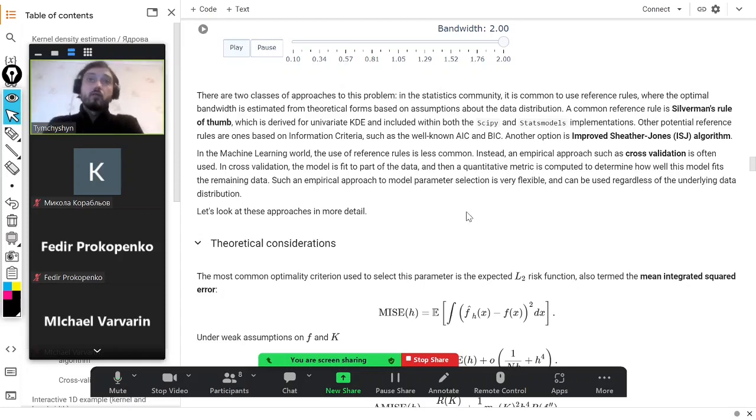In the machine learning world, the use of reference rules is less common. Instead, an empirical approach of cross-validation is often used. But you might remember that cross-validation takes a long time. So, in some cases, you may not want to do that because you don't have enough time to perform all that cross-validation. But if you do, of course, you can. Probably any parameters can be chosen by cross-validation. It just depends on the time that you have to calculate everything.